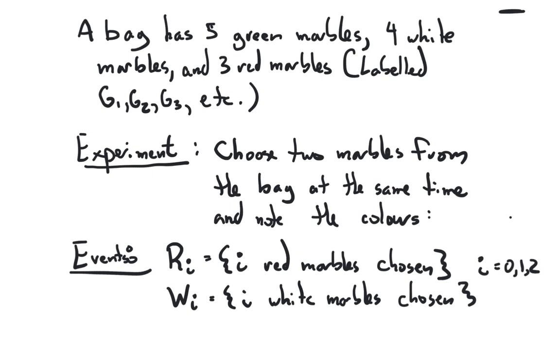Okay, so not thinking about the events just yet, let's think about the number of outcomes of this experiment. And let's say it's equally likely that each outcome is picked. See if you can determine the number of outcomes where we have 5 green, 4 white, and 3 red marbles, and we're choosing 2 of them. So pause the video now, have a think, see if you can figure that out.